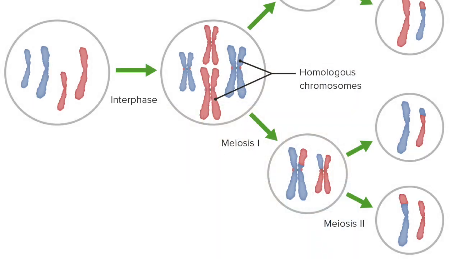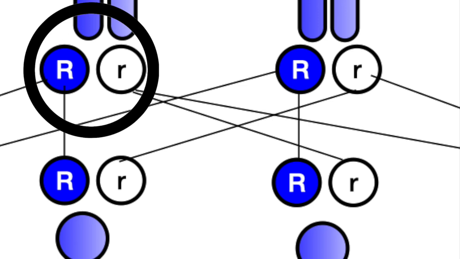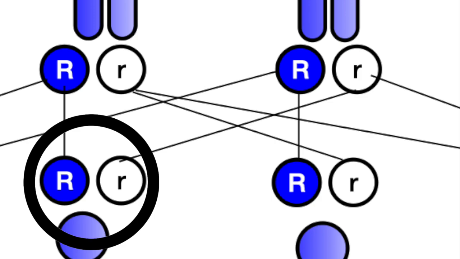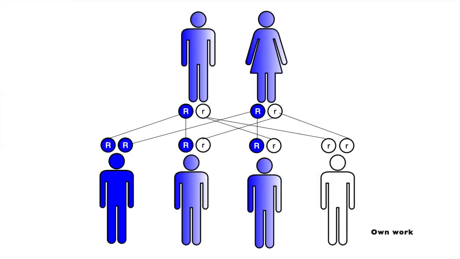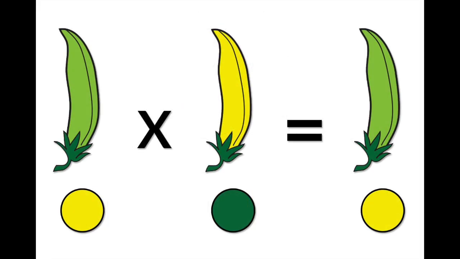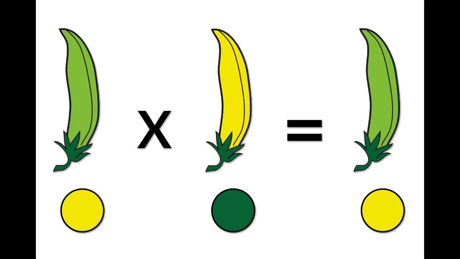Another of his findings relates to meiosis. A random allele is passed by each parent to the offspring. Only when the offspring is fertilized do the alleles recombine. This is why offspring have different gene combinations. This is the law of segregation. Lastly, the alleles of different genes don't affect the probability that those genes are passed. This is the law of independent assortment.